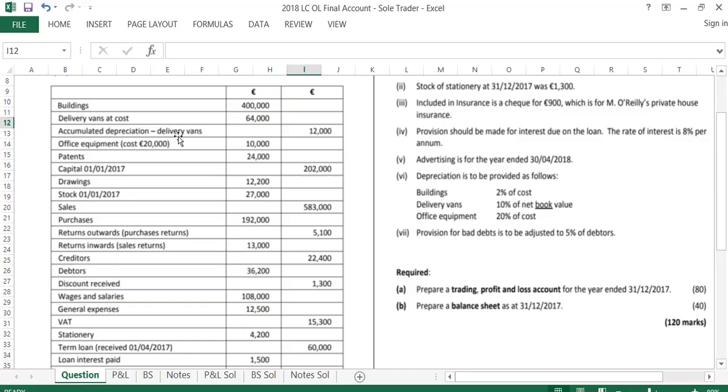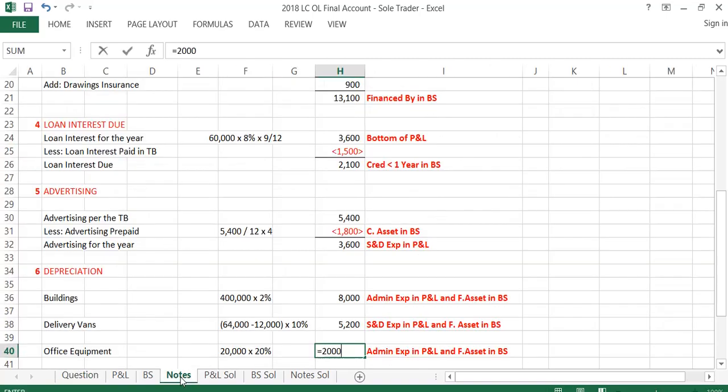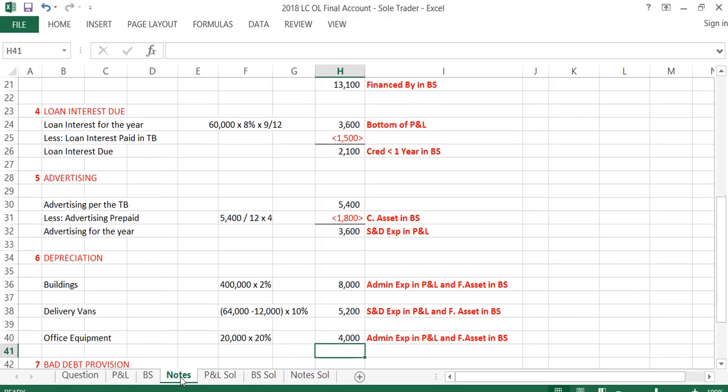So the cost of office equipment is €20,000. So I'm getting 20% of €20,000, which is €4,000. Now, the depreciation of buildings and the depreciation of office equipment are both admin expenses, and the depreciation of delivery vans is a selling and distribution expense because it's to do with distributing their product to customers. So they will all go in expenses, and they will also go into fixed asset note in the balance sheet.